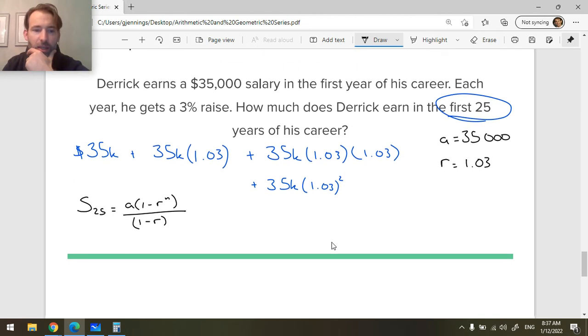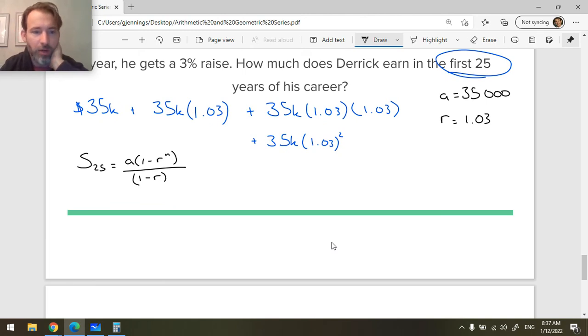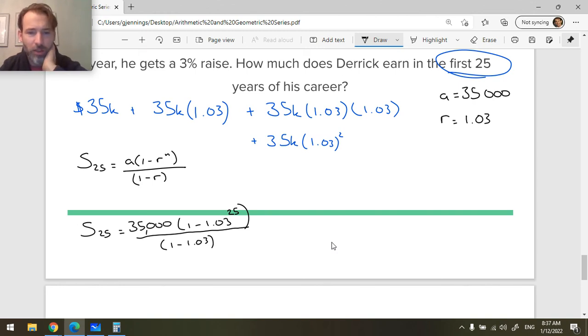So let's go ahead and do this. When I write this out, S to the 25 is equal to 35,000 multiplied by 1 minus 1.03 raised to the power 25. Definitely a calculator question. All divided by 1 minus 1.03. Now I can do one more little simplification: on the bottom here I will have negative 0.03. Otherwise, I'm just going to do this on a calculator.